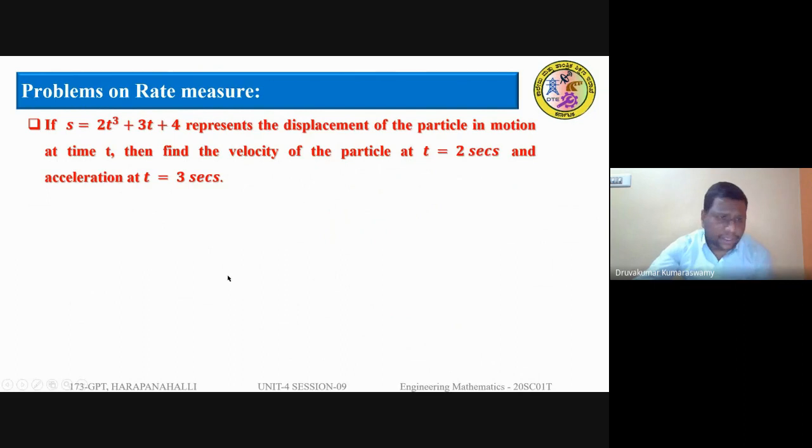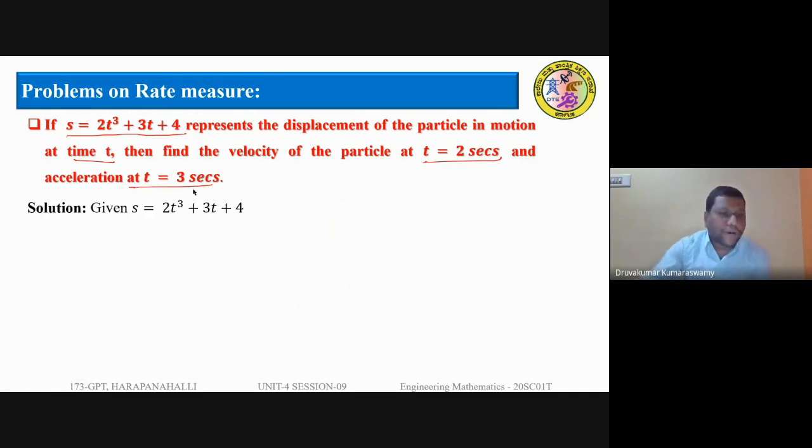Okay. If s is equal to 2t cube plus 3t plus 4 represents the displacement of a particle in motion at a time t, then find the velocity of the particle at t is equal to 2 seconds and the acceleration at t is equal to 3 seconds. So for this displacement, we have to find the velocity at t equal to 2 seconds and the acceleration at t is equal to 3 seconds. For that, they have given s is equal to 2t cube plus 3t plus 4.